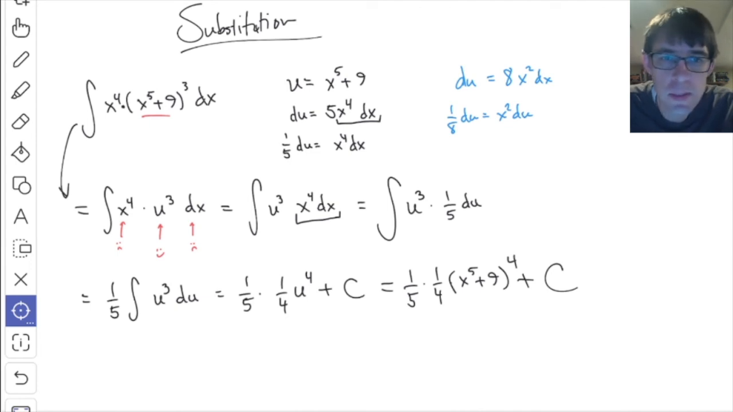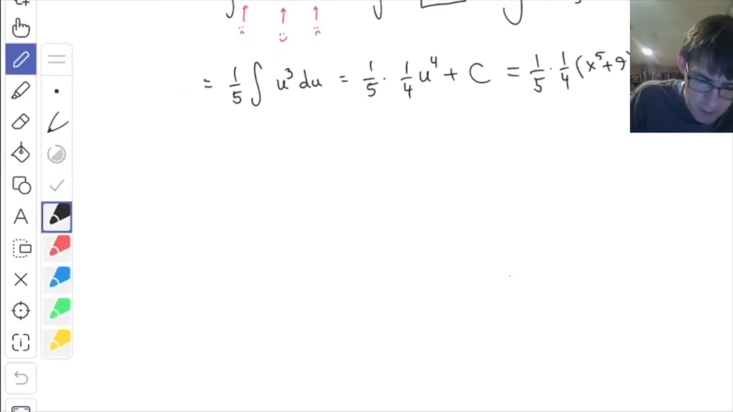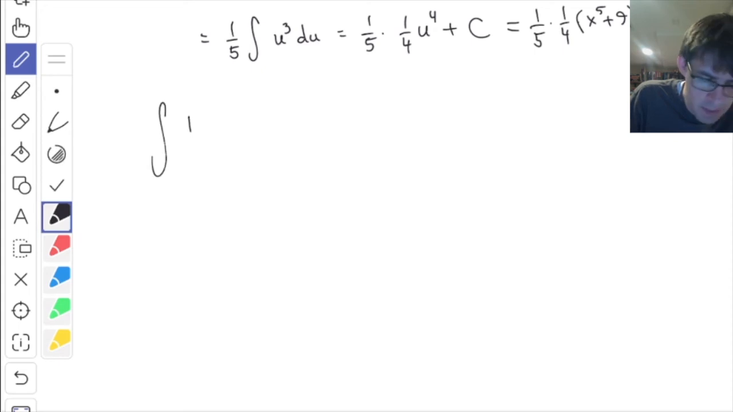What else? These are a little tricky. You've got to kind of get used to the procedure. Okay, let's try one more. What do we got? We got the integral of 17x over x squared plus 10 dx.